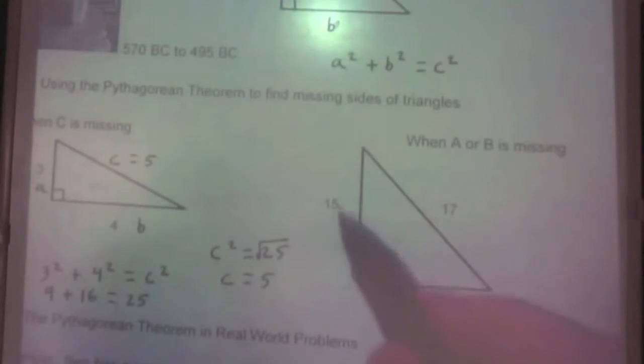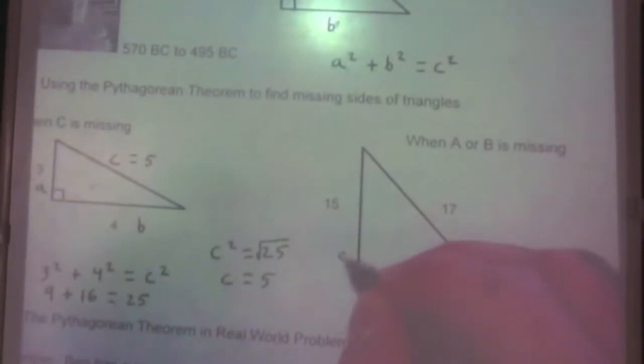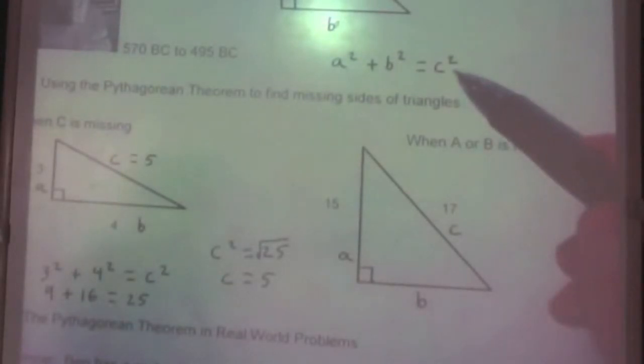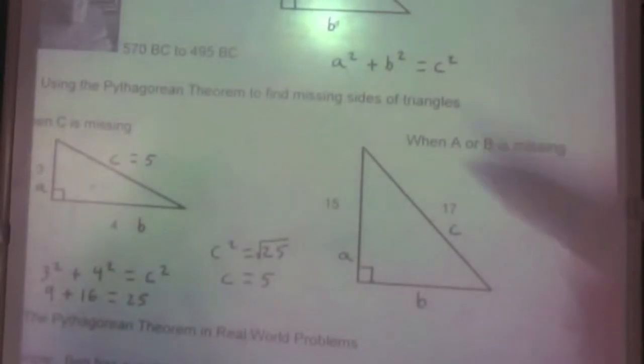Okay, so we have 15 for one of the legs. Okay, we'll put our right angle down here, just like that. And we can call this A. All right, and B is the other leg that we do not know what it is. And C is 17. Okay, so using that same equation that we just did, the Pythagorean Theorem, we're going to put the numbers where they go into this equation.